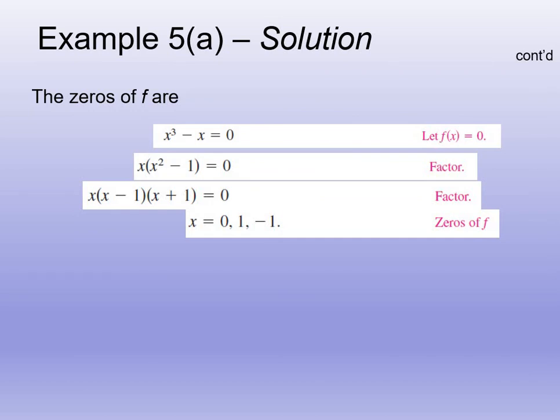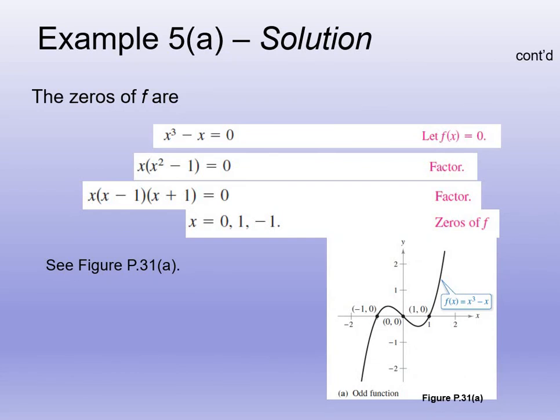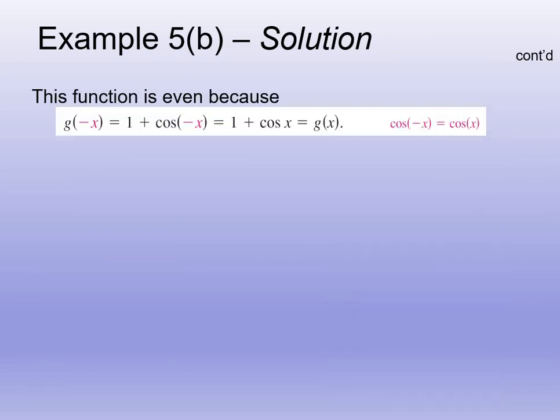If we were to look at the graph, we know it's a cubic, and if we look at the end behavior, it's going from negative infinity to positive infinity. Okay, let's look at the next function. It was 1 plus cosine of x. So we are going to substitute a negative x in to see if it's even or odd. We're going to do 1 plus cosine of negative x.